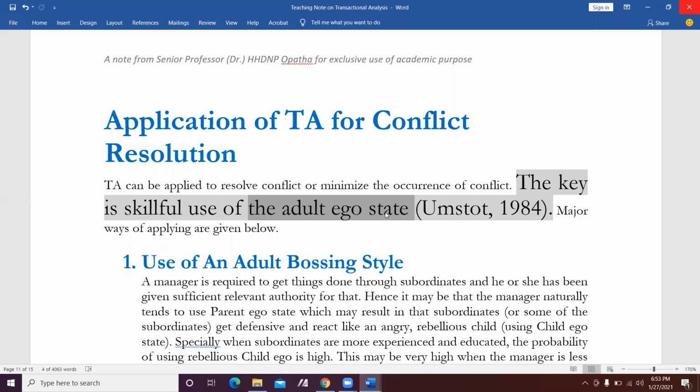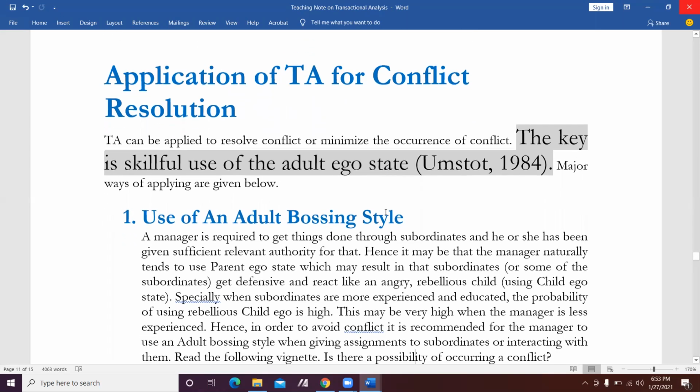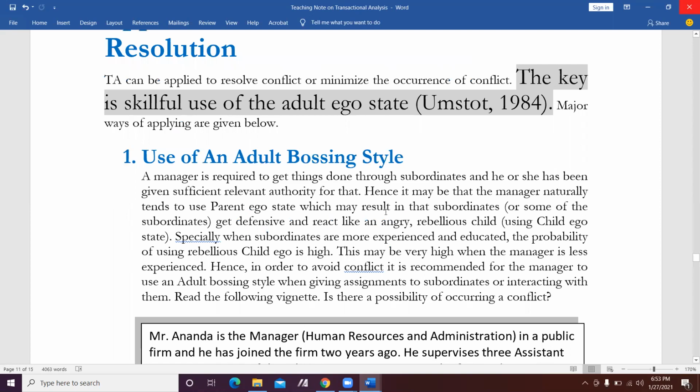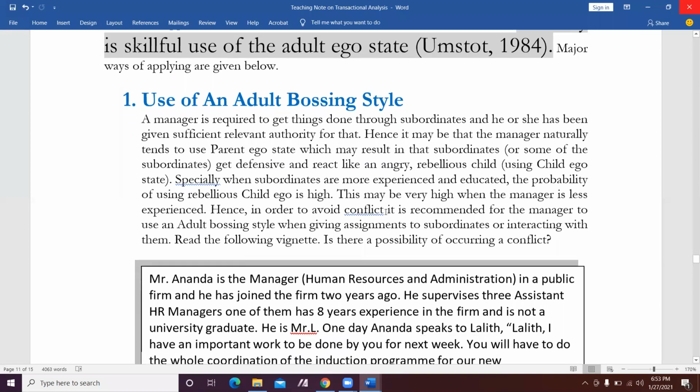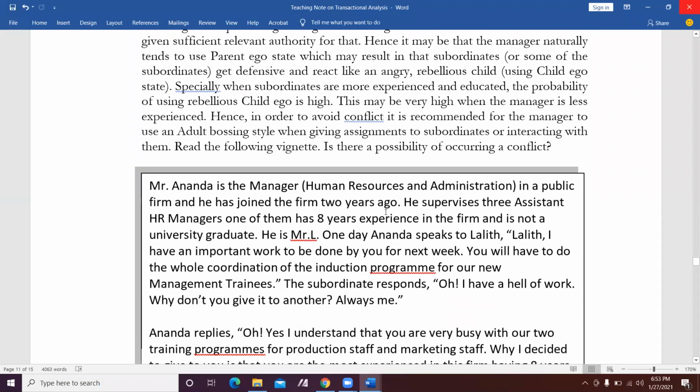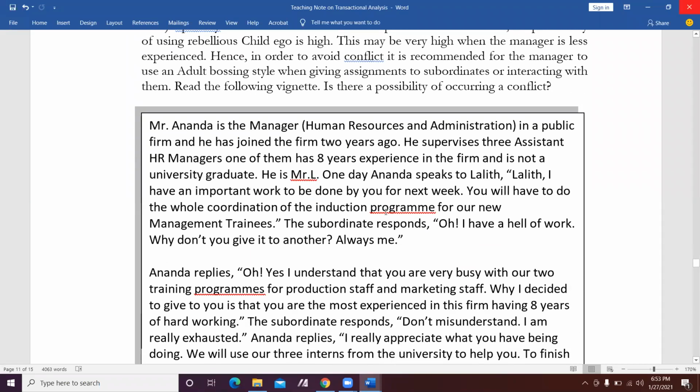Right. Major ways of applying. Let me give them now. The first one is the use of an adult bossing style, especially between a superior and a subordinate. A superior can use an adult bossing style in order to avoid a possible conflict. Go to this vignette and try to understand. My question is, is there a possibility of a conflict occurring in this vignette?